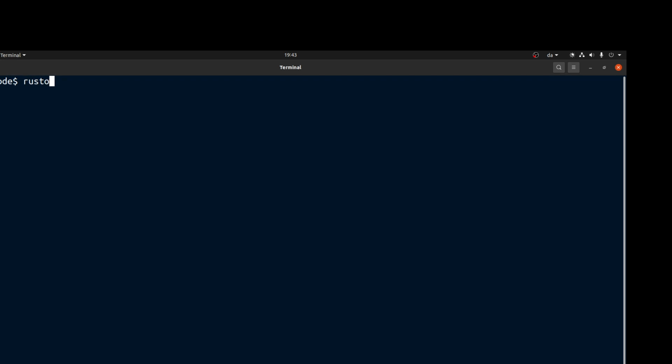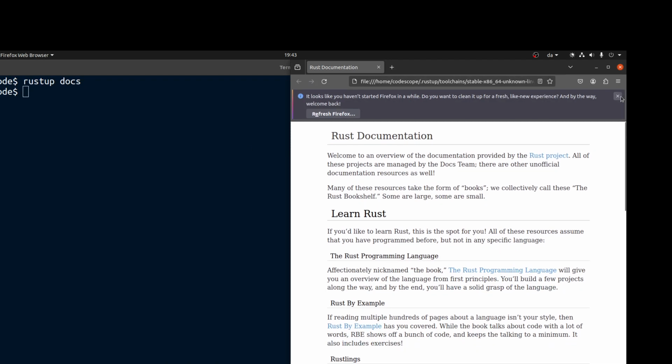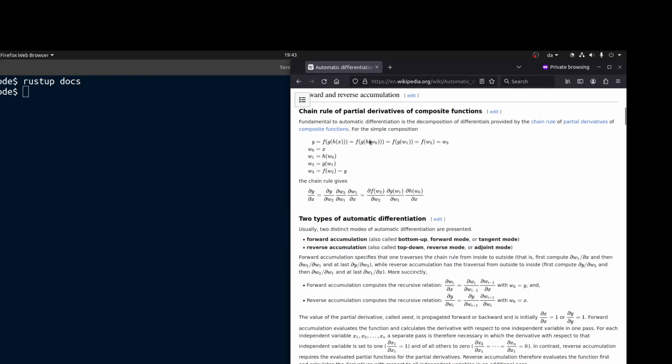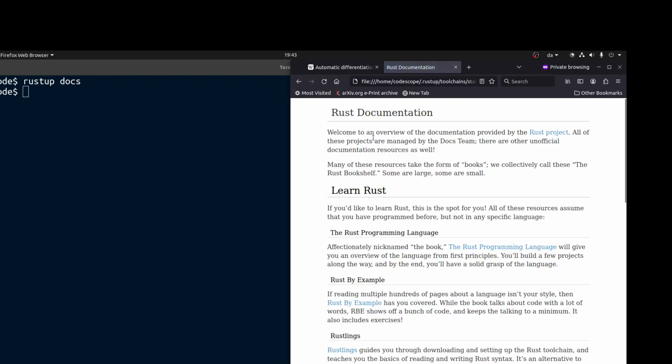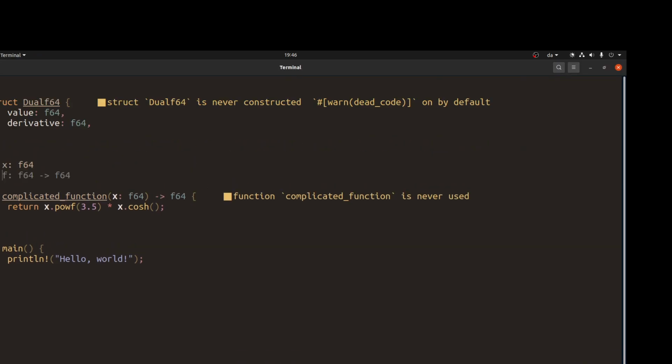Can I do rustup docs? Unfortunately, it doesn't have dark mode. Should have dark mode.